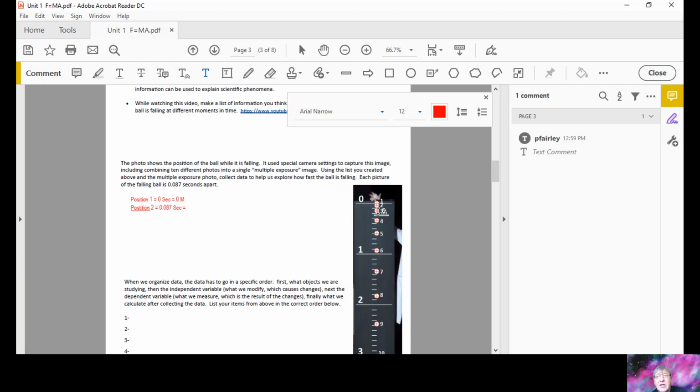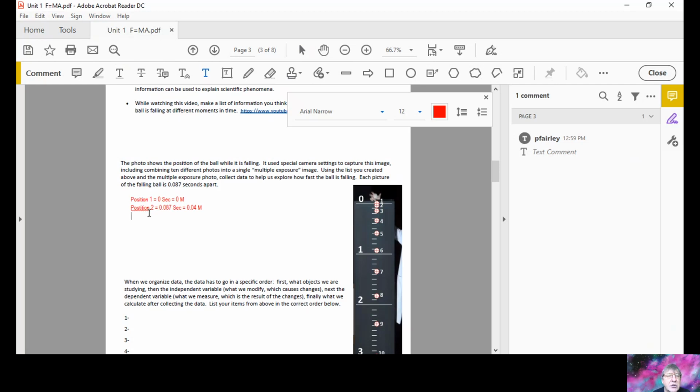Personally, I think it's not quite there. So it's not 0.1. Half of 0.1 would be 0.05. So I think it might be just a little bit less than 0.05 meters.